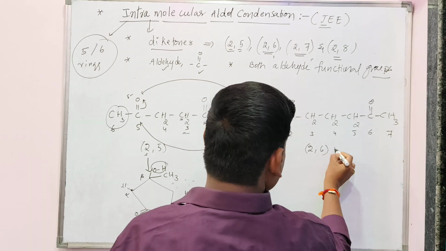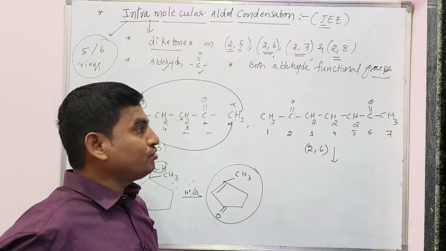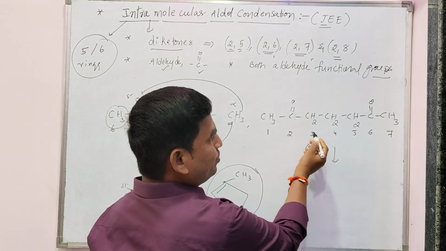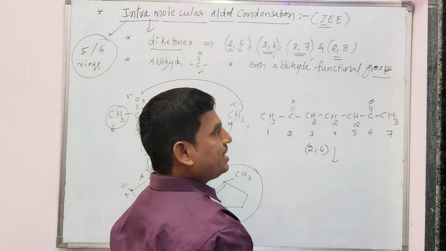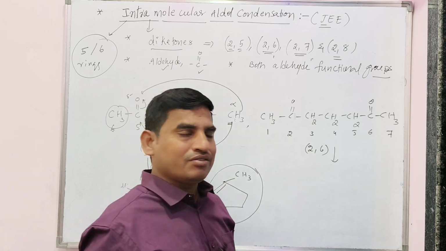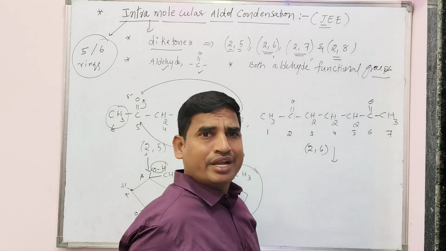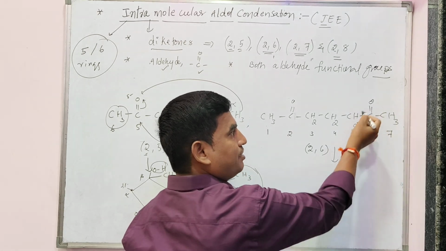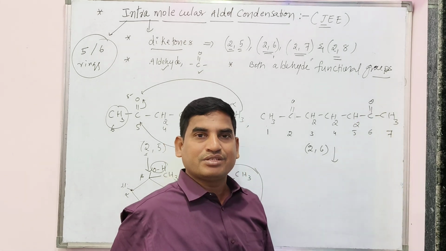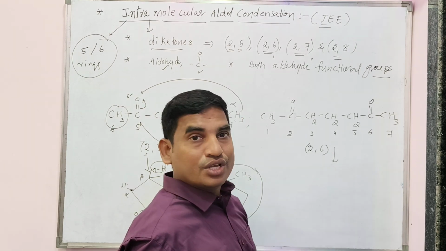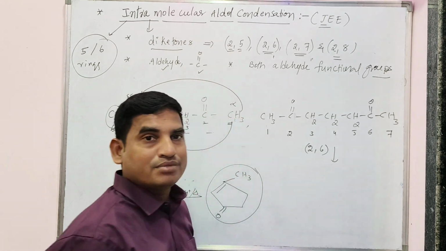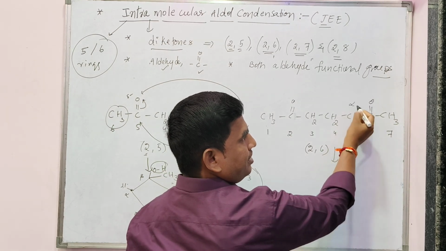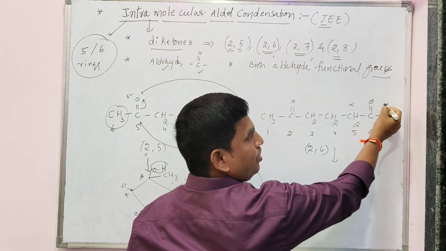If you go for 2,6, which alpha carbon makes the carbanion? We have to check it here: 1, 2, 3, 4, 5, 6, and 7. Just think it out. It is a symmetrical diketone. Symmetrical means methyl and C double bond O on both sides. If you take a symmetrical diketone, which alpha carbon forms the carbanion? First check the inner side. So it is the inner alpha carbon and it is the outer alpha carbon.